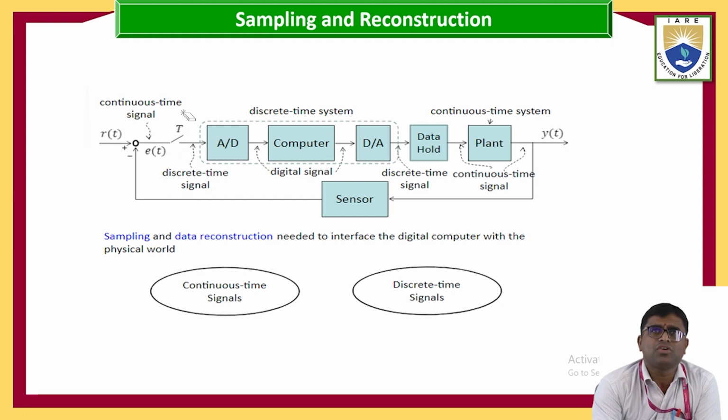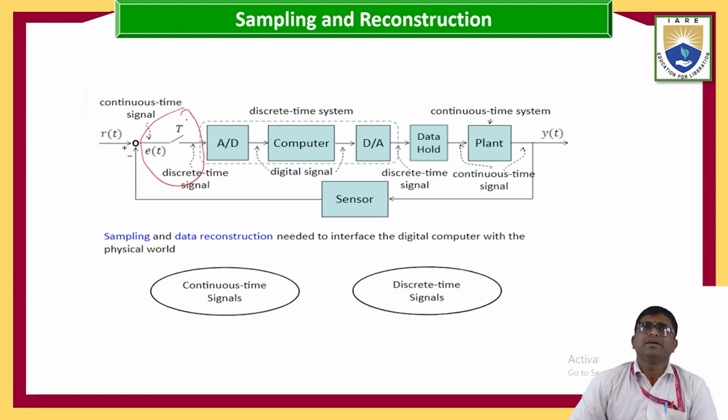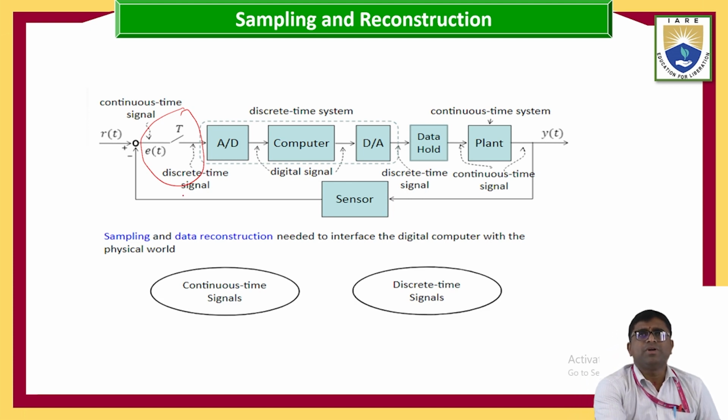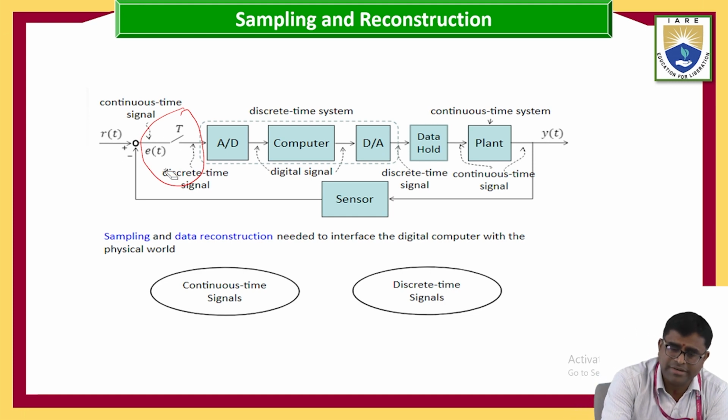This symbol is called the sample and hold circuit part. In this place we are doing the sampling and data reconstruction, that is, before the computer we are sampling and reconstructing the data. This is the feedback of the sensor, and we are taking up the sampling and reconstruction part.